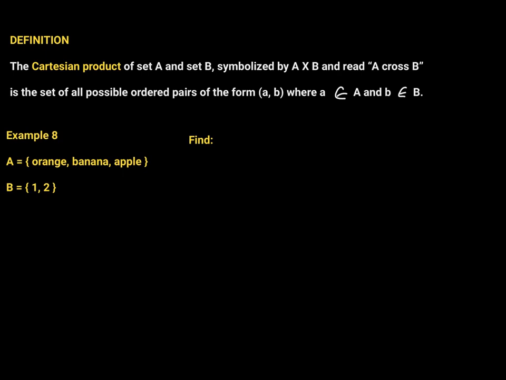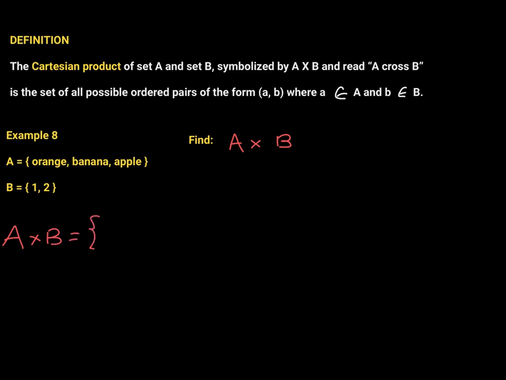All right, to illustrate this, let set A be {orange, banana, apple}, and let set B be {1, 2}. The first Cartesian product we want to find is A cross B. So we want to find all of the ordered pairs where the first coordinate comes from set A and the second coordinate comes from set B. All right, this is how I do it, folks. So A cross B, let me start over here. A cross B will be equal to, all right, here we go.